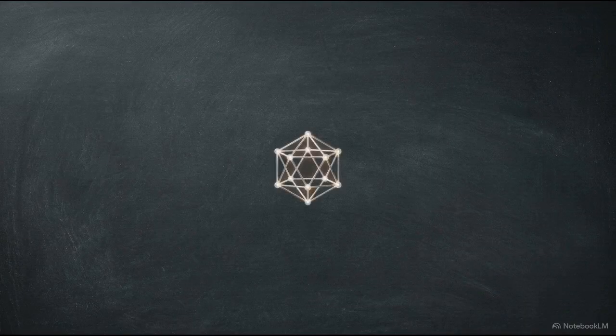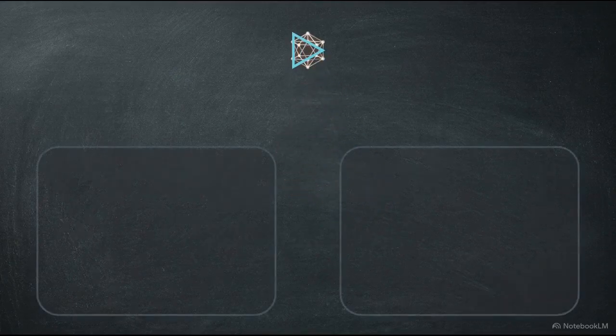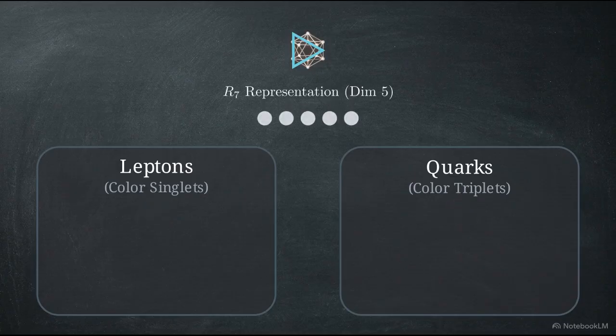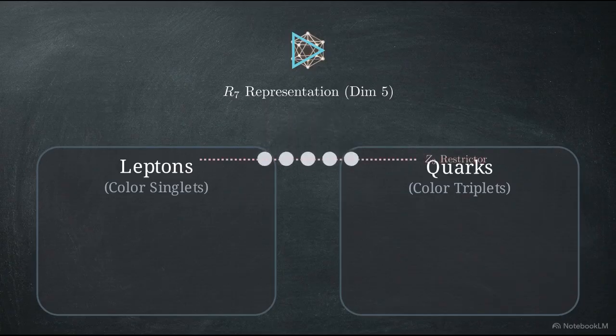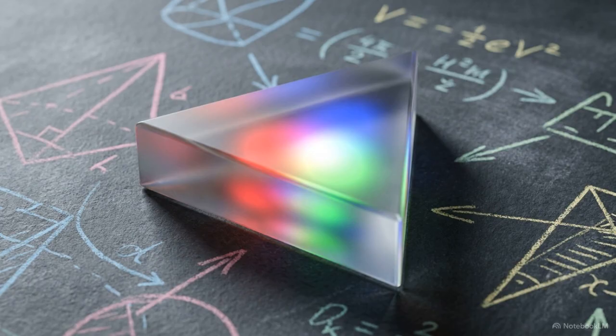The triangles forming the faces of the icosahedron possess a rotational symmetry of order 3, which isolates the Z3 stabilizer subgroup. Restricting any irreducible representation of our group to this Z3 stabilizer forces a rigid mathematical decomposition. This decomposition sorts the states into two distinct categories: color singlets, which correspond to leptons, and triplet or anti-triplet pairs, which correspond to quarks. The representation known as R7 provides a clear test case. When restricted to the face stabilizer, it produces exactly one singlet with 0 colored pairs, matching the properties of the electron. Color charge emerges as the physical expression of icosahedral face geometry.